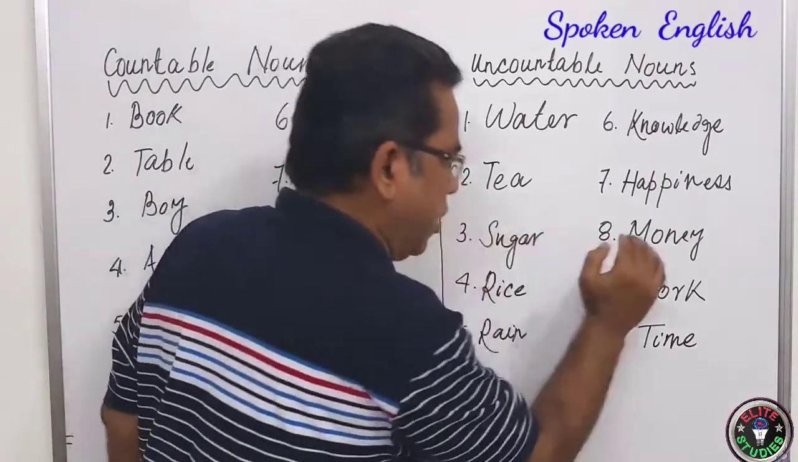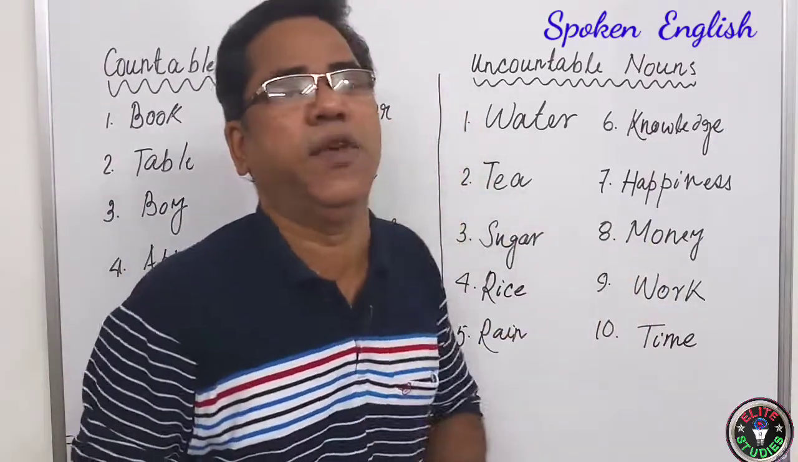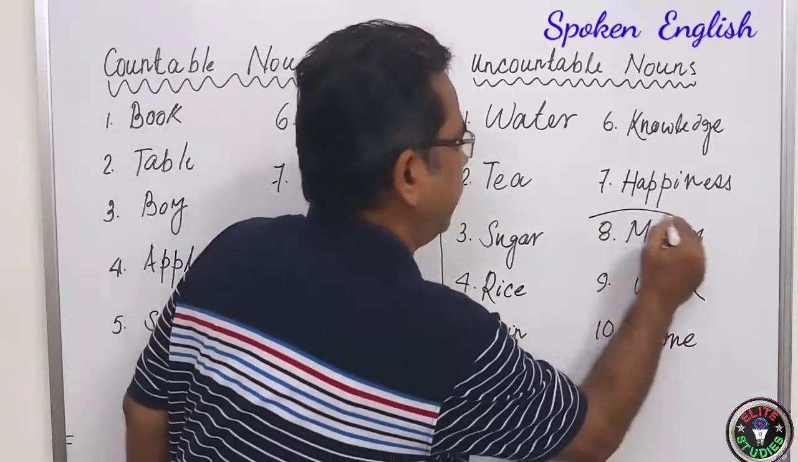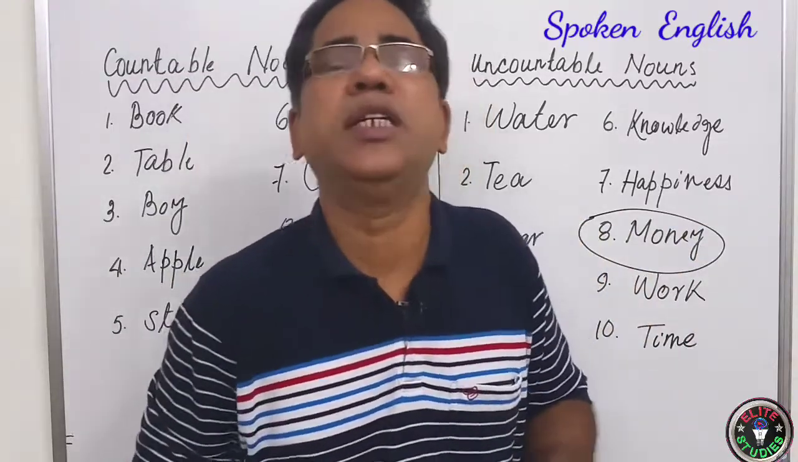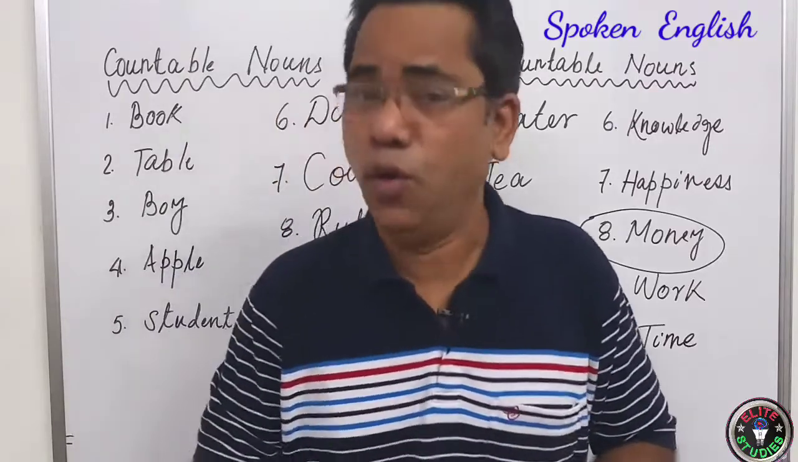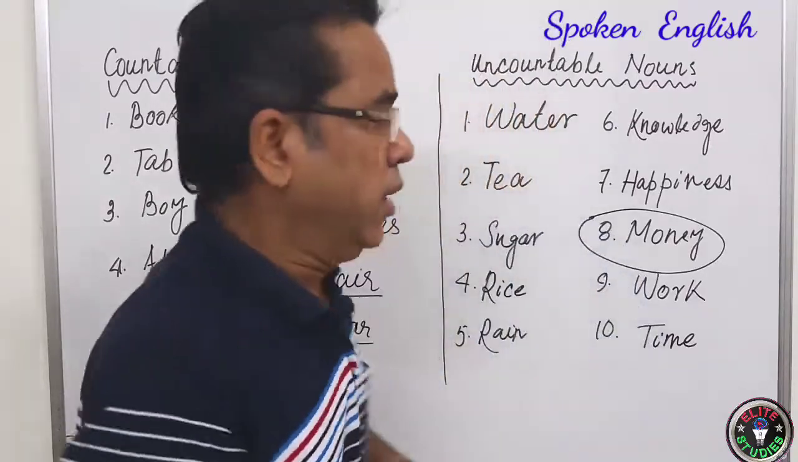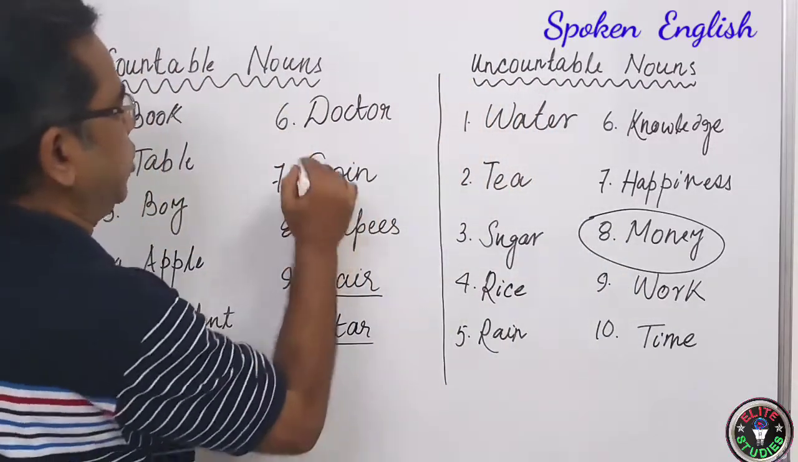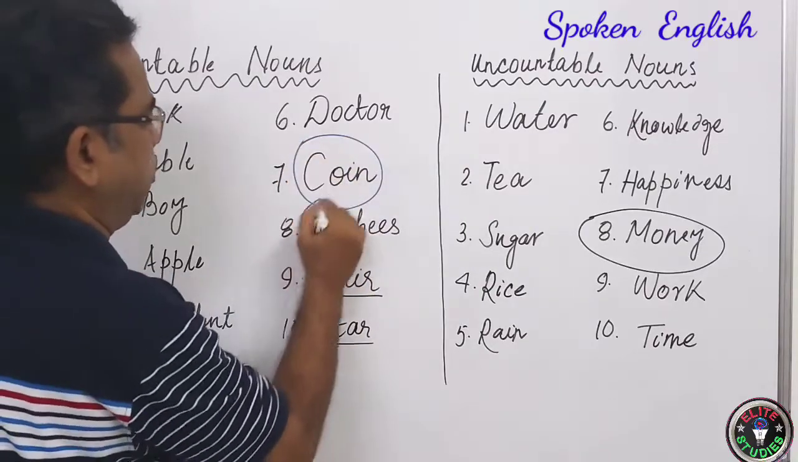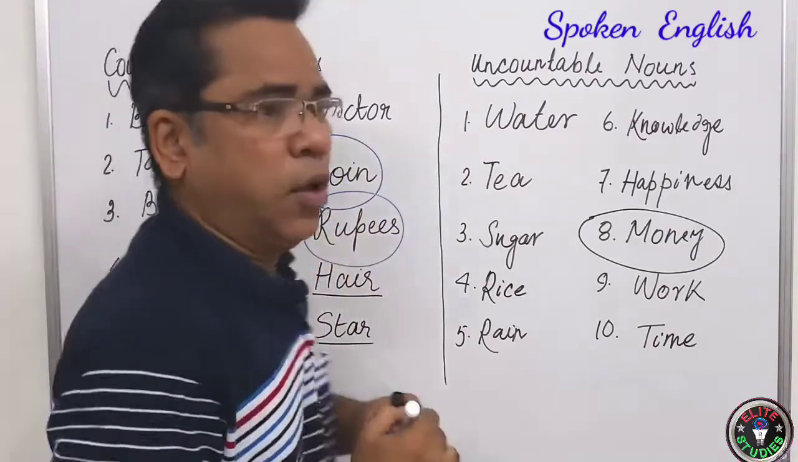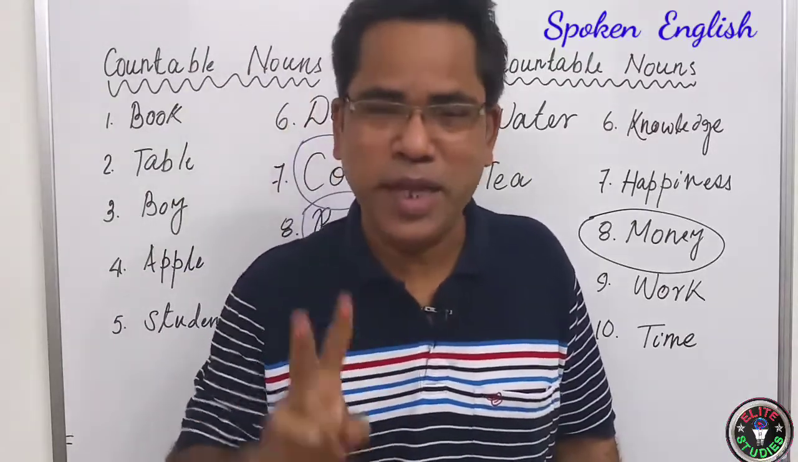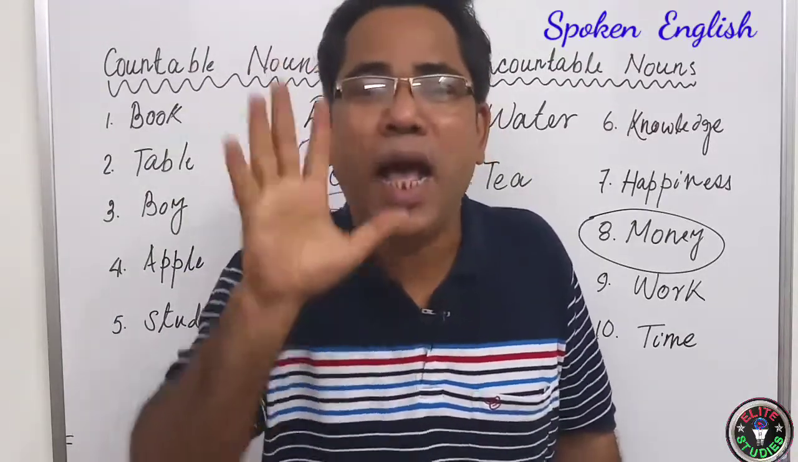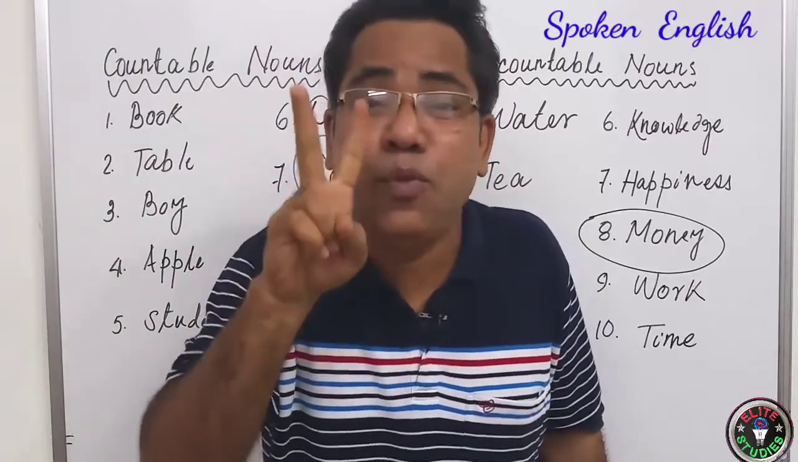Okay, dear students, now you come to money. Yes, money is a very important one again. People get much confused about money because we generally think that we can count money. But no, in English, money, and you see these two things, coin and rupees. You see, I have 2 money. No. Dear students, we never say I have 2 money, I have 5 money.